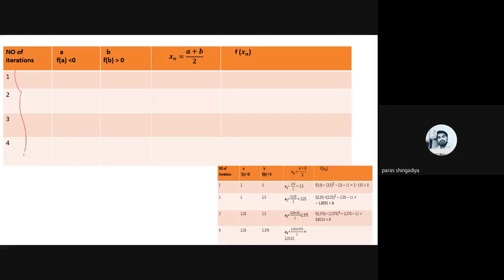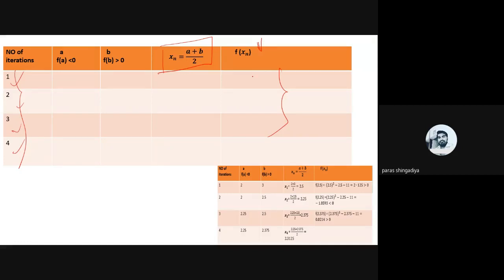The first column is the number of iterations, up to the 4th iteration. Fourth approximation means we'll check 4 iterations, so 4 answers. The second column is a, where f(a) is negative, then b, where f(b) is positive. The next column is our formula of the bisection method, xn is equal to (a plus b) by 2. And the last column is the function output. Based on this output we can decide the next interval.